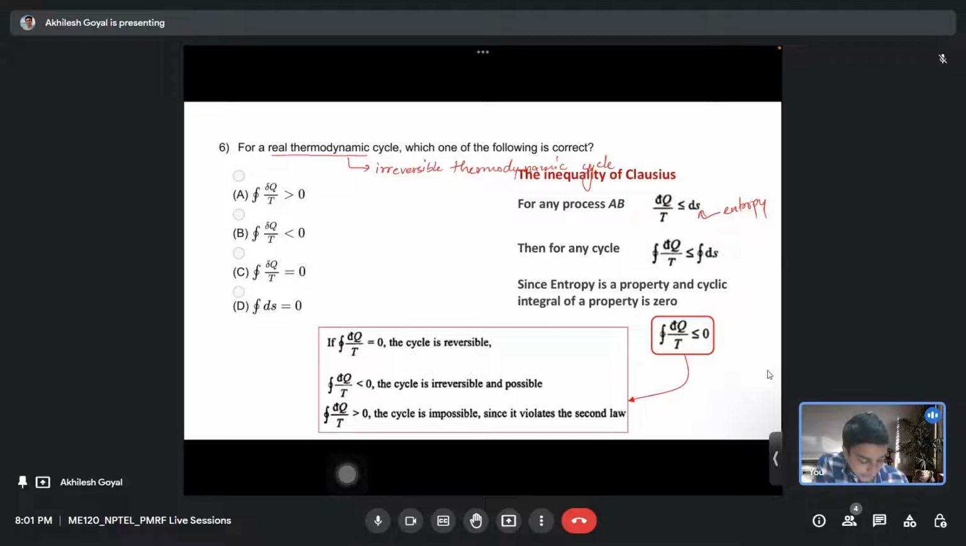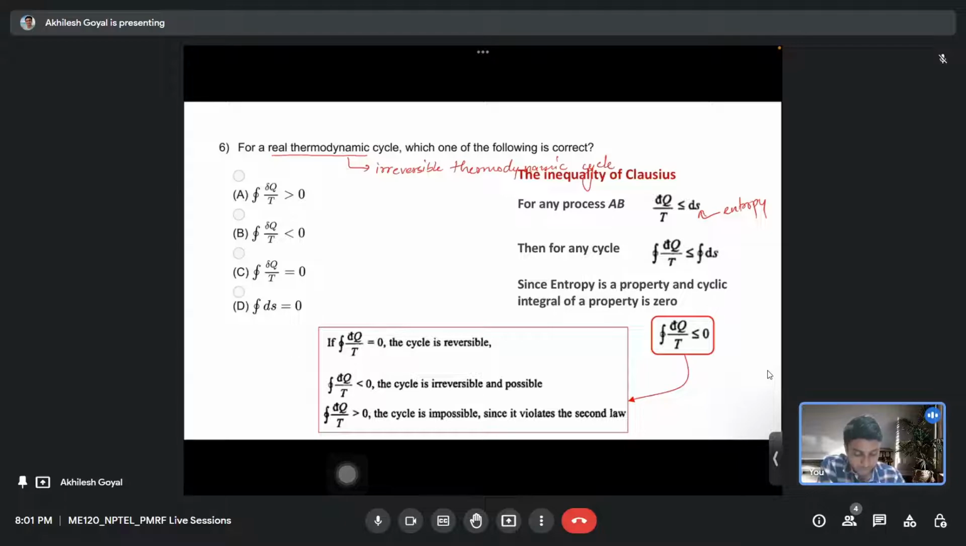Now there are three conditions that are possible. The first is that the cyclic integral of del q by t is 0. That is only possible for a reversible cycle. The second possibility is that it is less than 0. That is applicable for irreversible cycles. The third condition is that the cyclic integral of del q by t is greater than 0. That is not possible because it violates the second law.